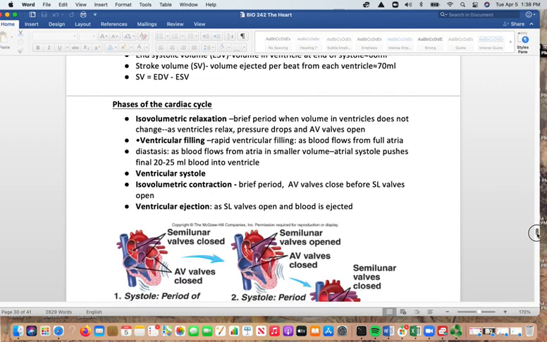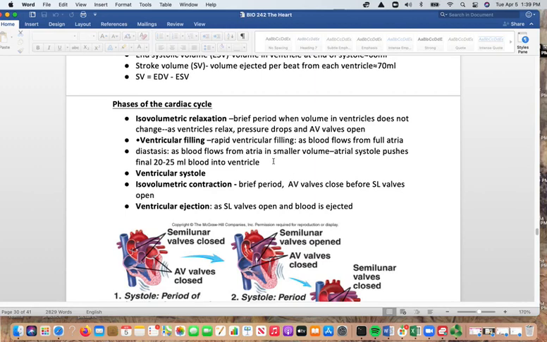So when we look at the phases of the cardiac cycle, isovolumetric relaxation: iso means stays the same. This is the brief period when the volume in the ventricles doesn't change. So it's as they relax and the pressure drops and the AV valves open. So then we're going to have ventricular filling. This is rapid. Blood's going to go from the full atria into the ventricles.